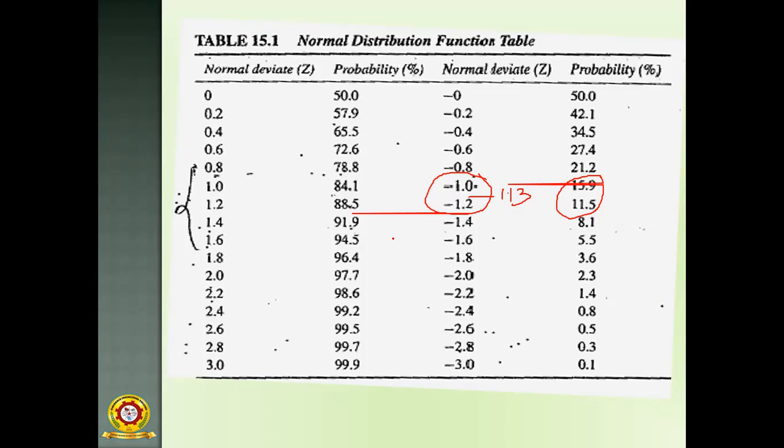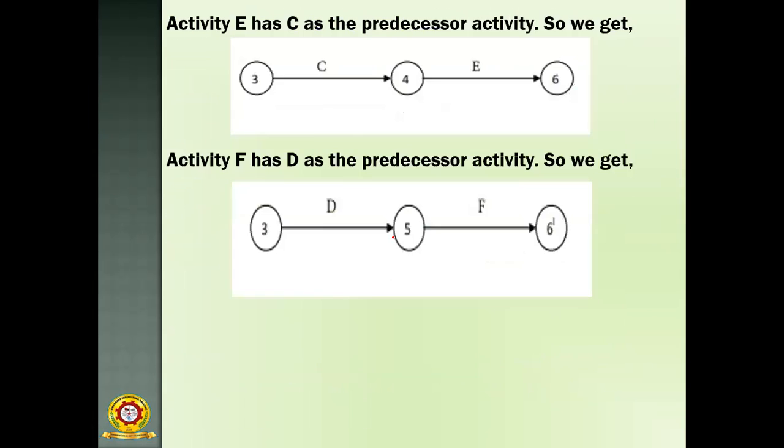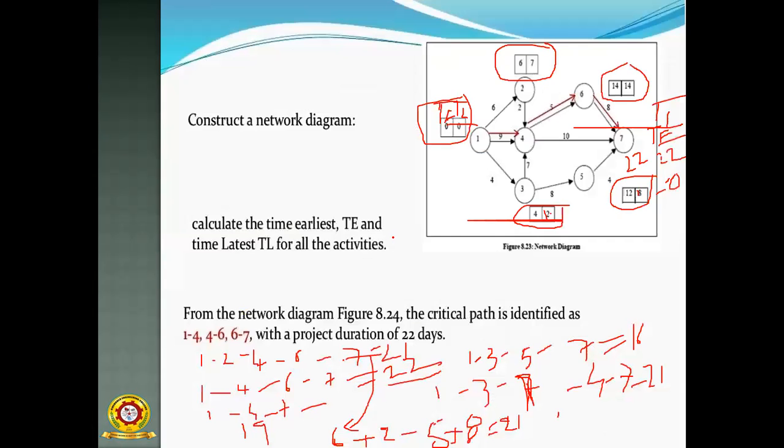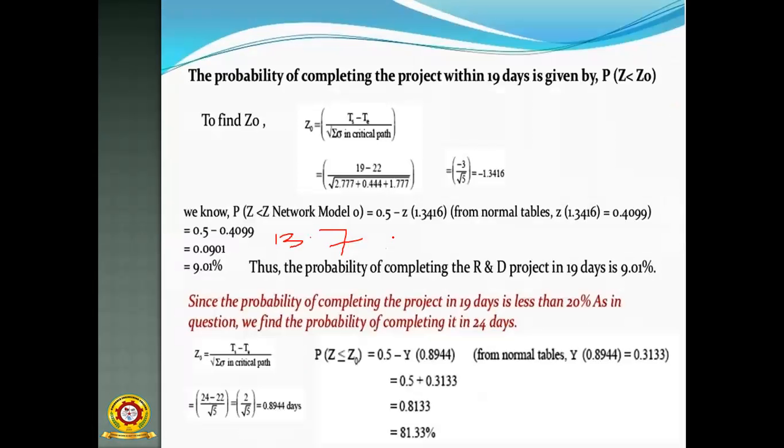Otherwise you go for interpolation. So you have to follow the interpolation formula, and in that way also you calculate the probability value. Only a small variance is there. Through the interpolation method, we get 81.33%. The direct method gives 78.95. The difference between these two is only 2%.